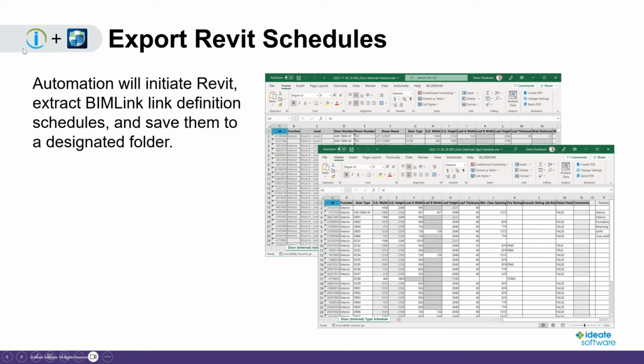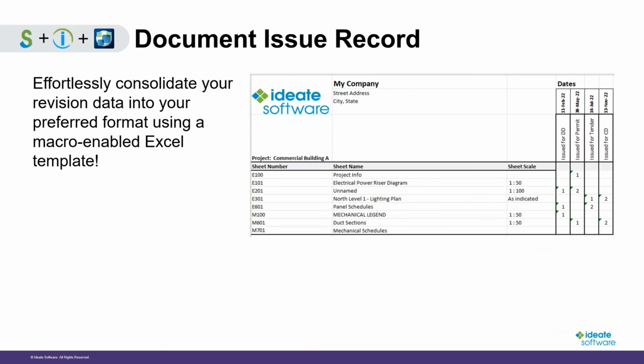If you see this logo here, it is BIMlink. BIMlink is working with Ideate Automation via BIMlink definitions that are defined externally. Let's say your door schedule needs to be exported regularly, or your room data sheets, or your revisions, whatever you want to export regularly for review, then you're able to do that.